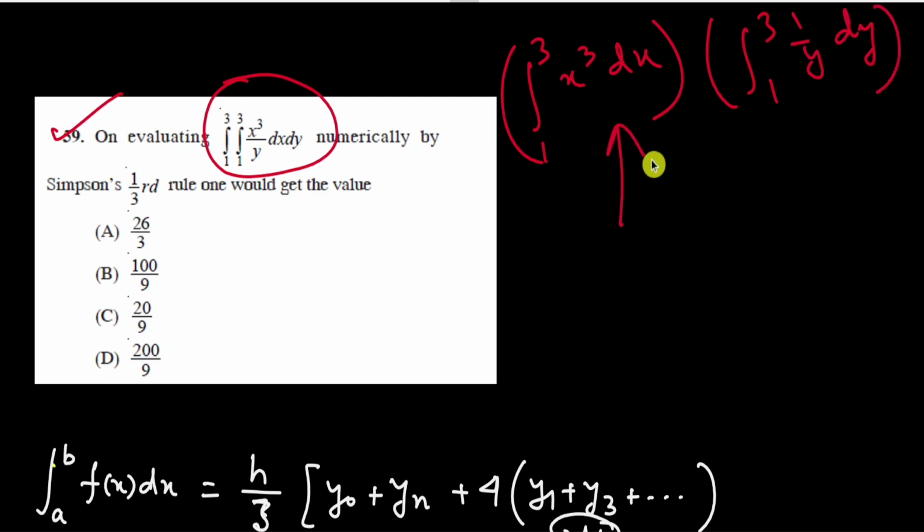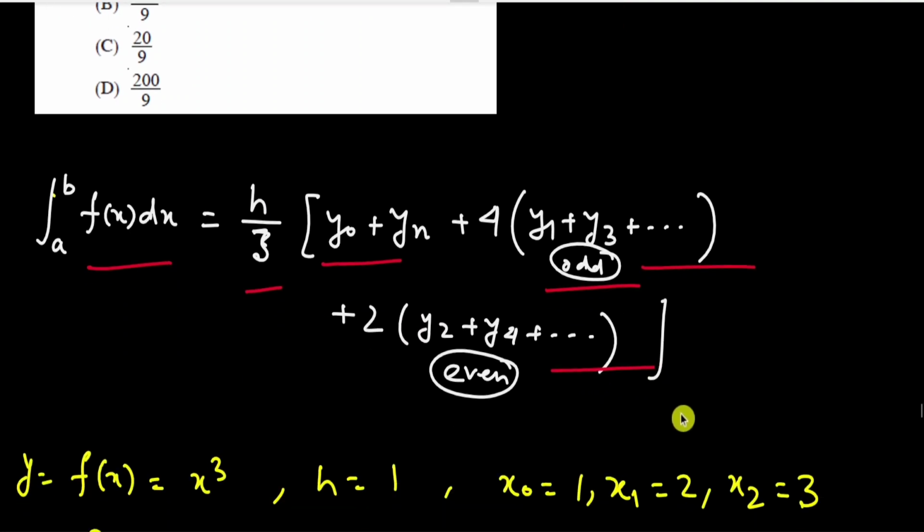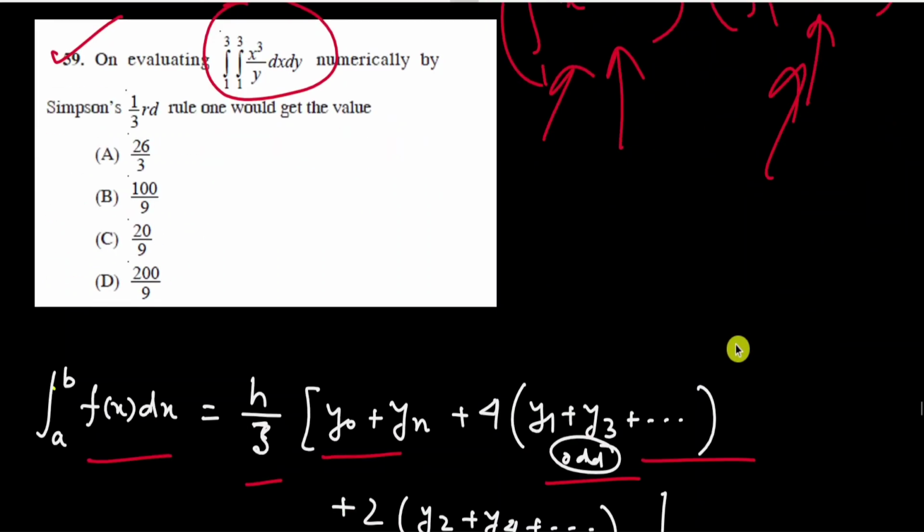Now we apply Simpson one-third rule to both these two integrals. Simpson one-third rule says that integration a to b f(x) dx equals h by 3 into y0 plus yn plus 4 into (y1 plus y3 plus y5 and so on, that is odd terms) plus 2 into (y2 plus y4 and so on, even terms). Now we first apply Simpson one-third rule to this integral and then this integral, and take the product to get the value of the integration.